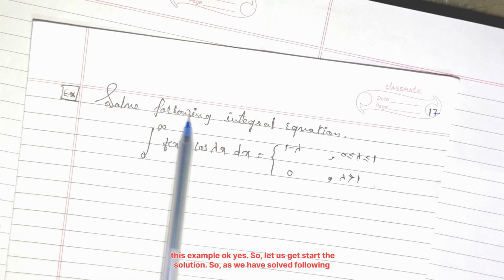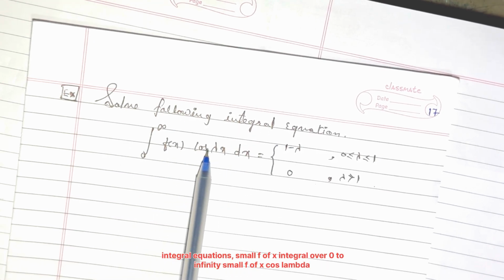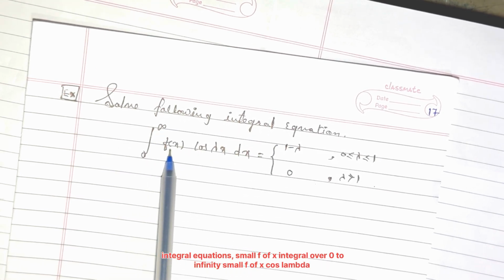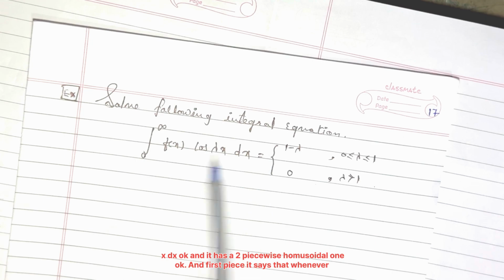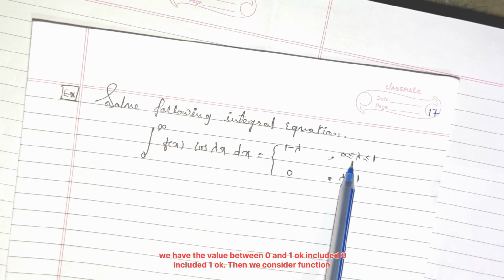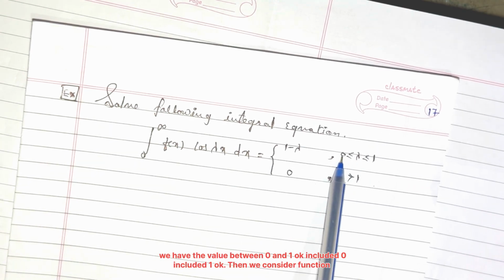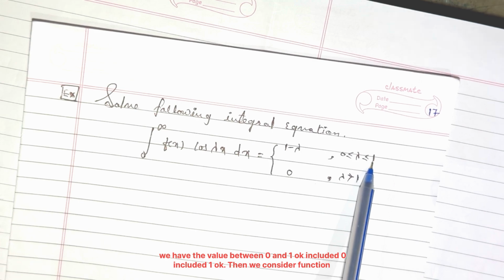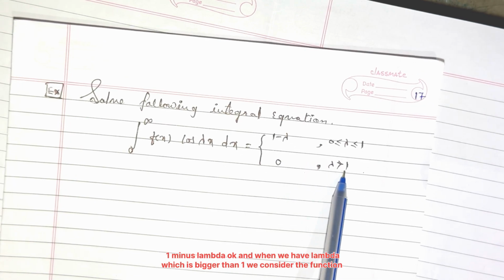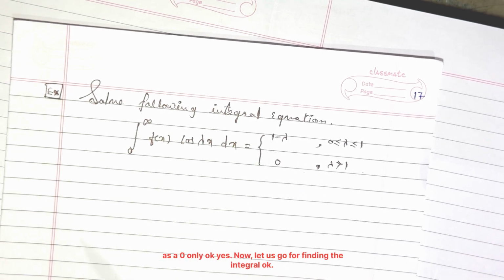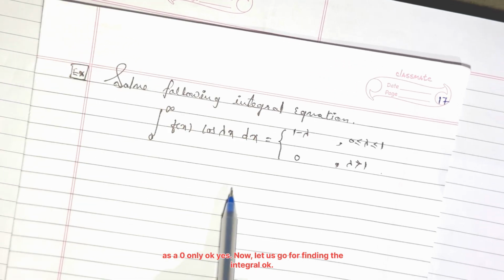So we have to solve the following integral equation: the integral over 0 to infinity of f(x) cos(lambda x) dx, and it has a two-piece piecewise function given. The first piece says that when lambda is between 0 and 1, included 0, included 1, we consider the function 1 minus lambda. And when lambda is bigger than 1, we consider the function as 0. Now let's go for finding the integral.